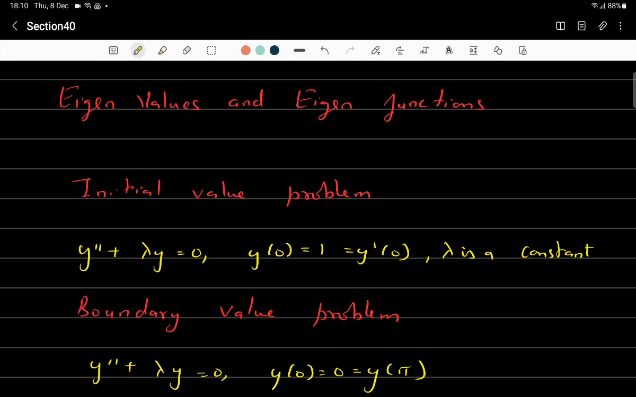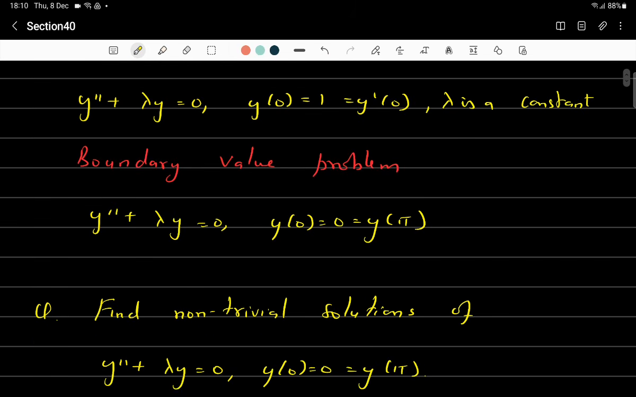So recall that an initial value problem is defined as follows, where the initial conditions are defined at a single point only. For example, y of 0 and y dash 0. And in case of a boundary value problem, they are defined at two different points, which means two different endpoints, y of 0, y of pi, for example, in this case.